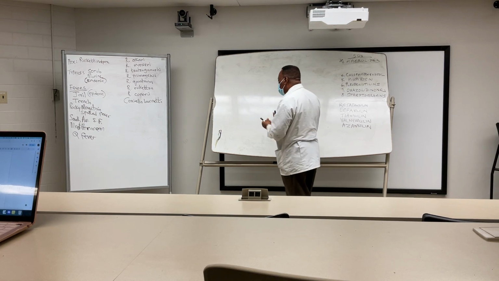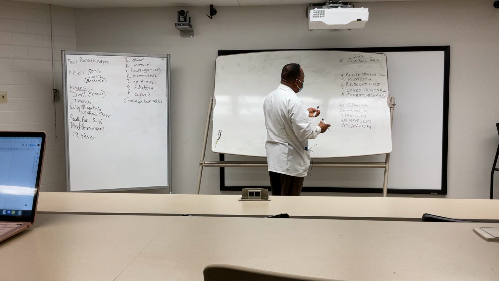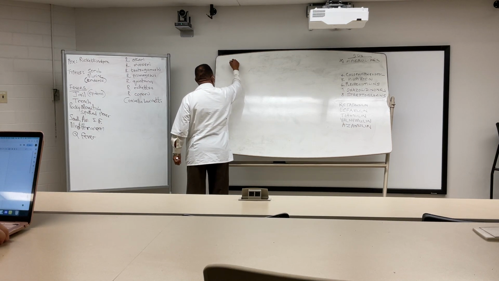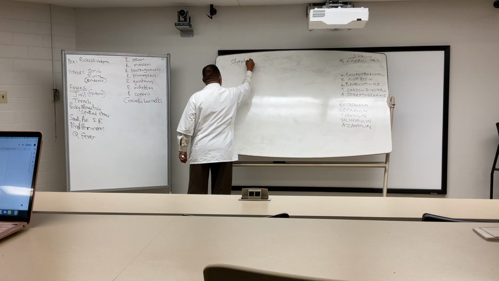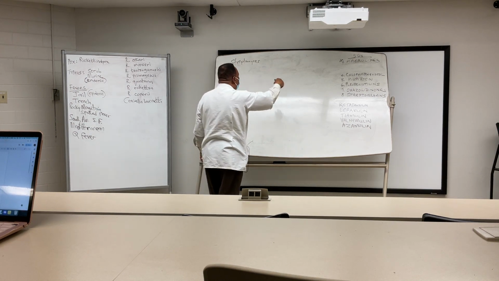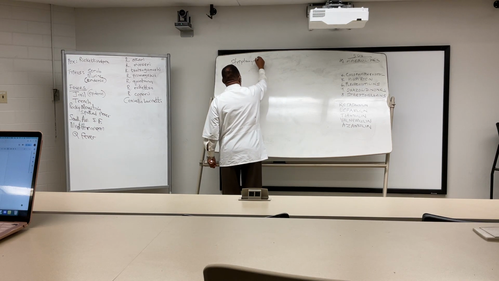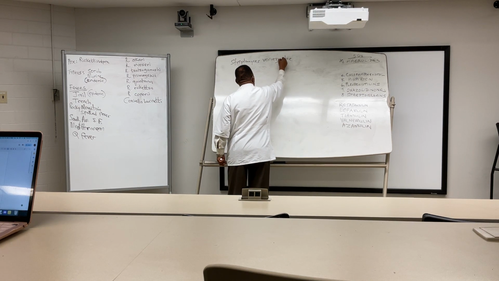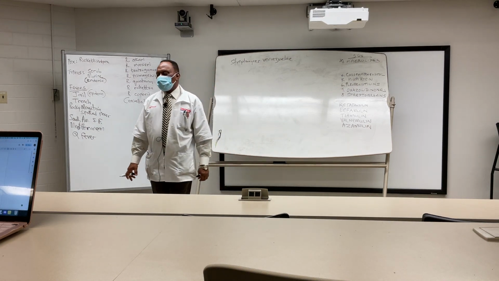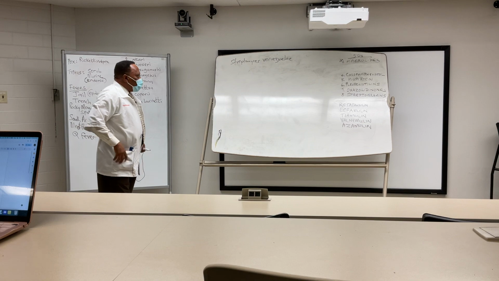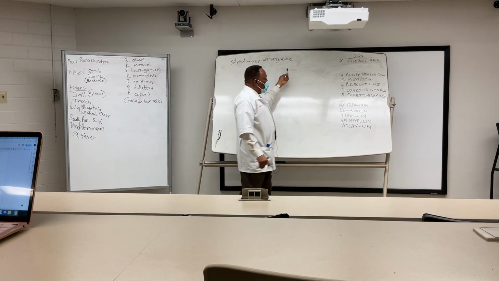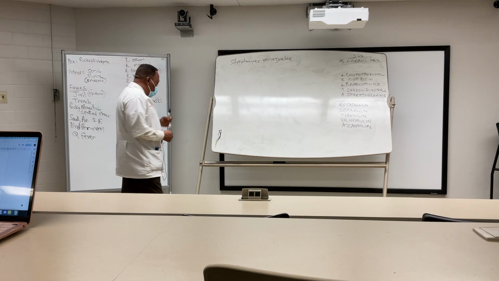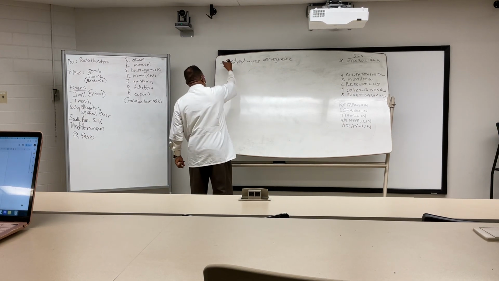Another agent that works at the 50S ribosomal subunit is chloramphenicol. And chloramphenicol is a true antibiotic. It represents the contribution of Venezuela to the medical field, because that's the source of your chloramphenicol, Streptomyces venezuelae. So that is the source.